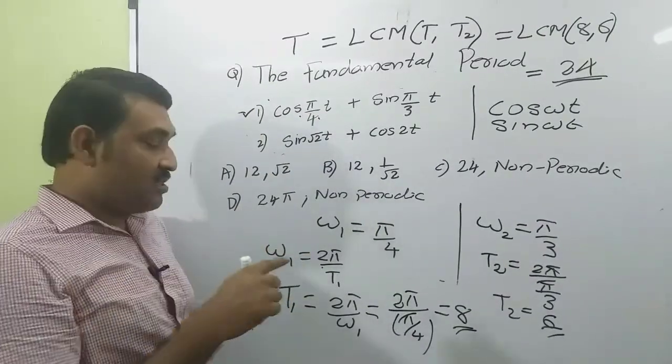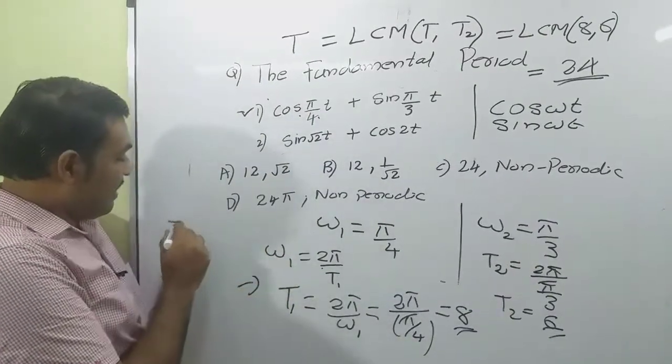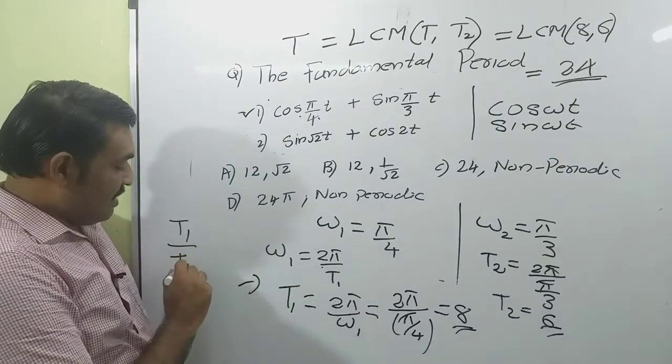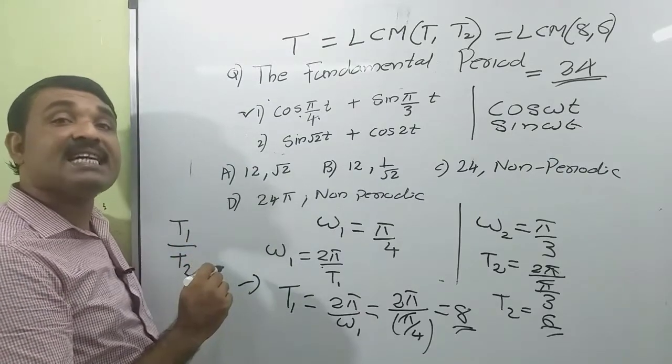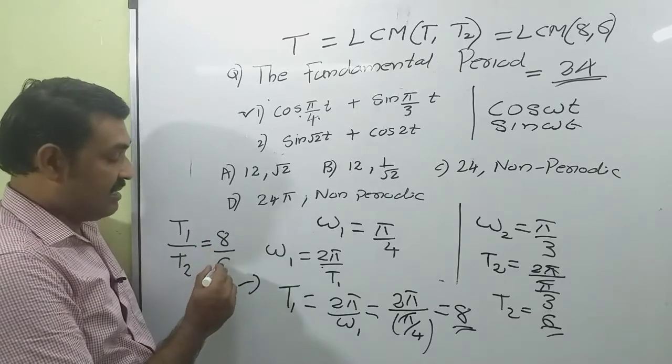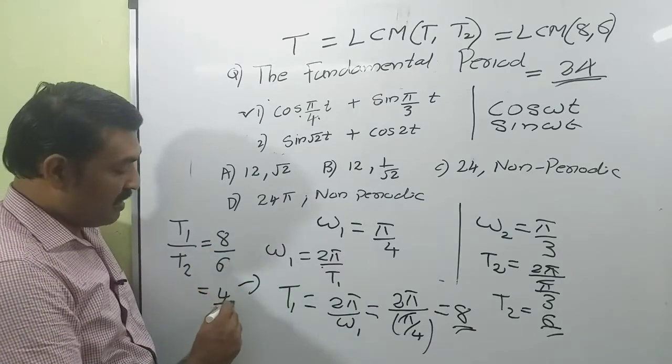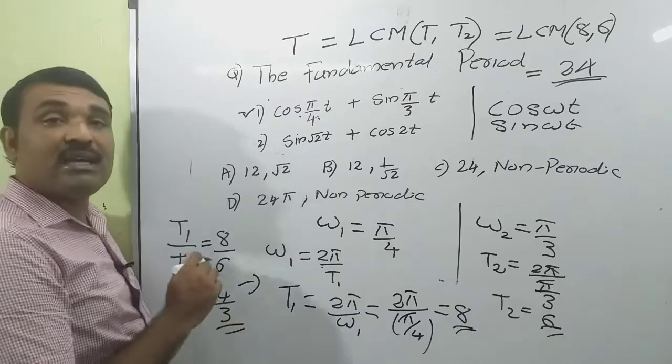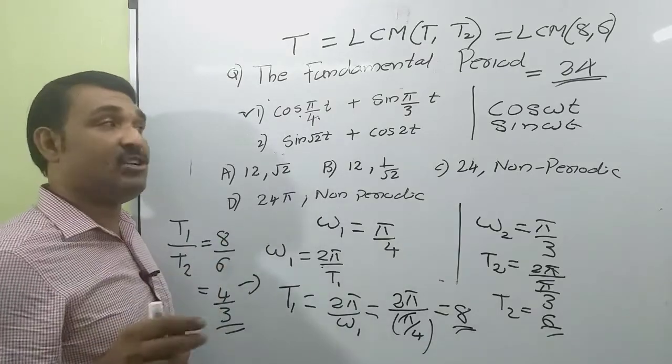Again, we want to check one more condition, that is T1 by T2. This ratio should be a rational number. Here T1 is 8 and T2 is 6. So, this is equal to 4 by 3. So, the ratio of T1 and T2 is a rational number.